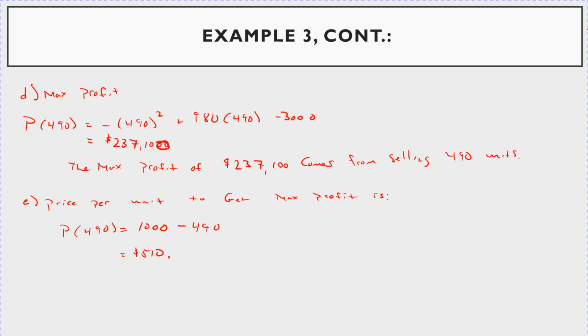Looking at this, the algebra and the calculus aren't really hard. It's just setting it up and knowing what's being asked. The more practice you do, the better you'll get at it and the easier this will be, and you'll get a chance to practice this on your homework.